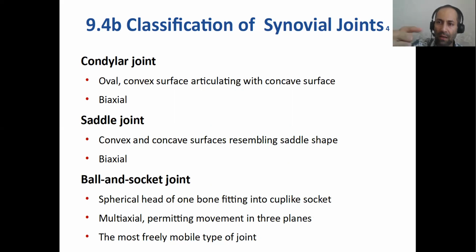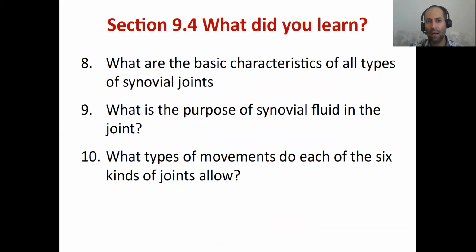Saddle joint, like your thumb. It's like a saddle, right? You can rotate in different directions. And ball and socket joint, again, your shoulder and your hip joints. What are the basic characteristics of all types of synovial joints? They're very mobile and they contain synovial fluid.